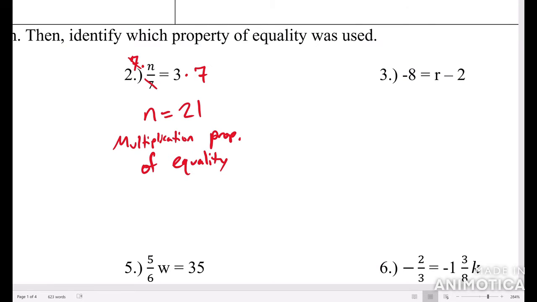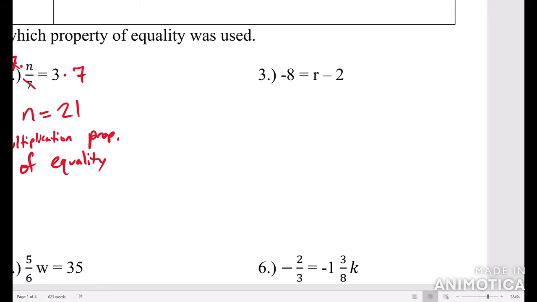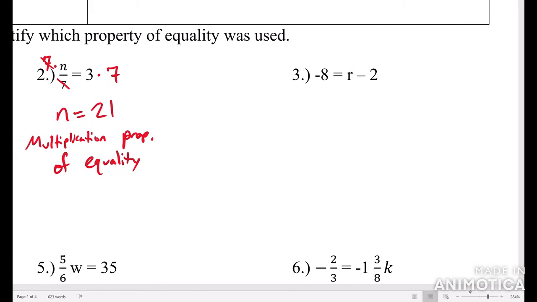Our next one, we have negative 8 equals r minus 2. I'm trying to get r by itself. I need to add 2 to both sides. Negative 8 plus 2 is negative 6, and that's what r is equal to. So this was the addition property of equality.